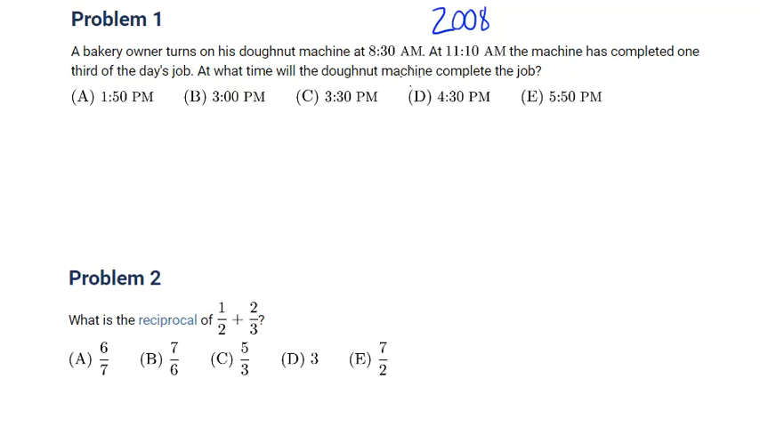Donut machine at 8:30 a.m. It's 11:10 a.m. and the machine has completed one third of the day's job. Okay, let's see how many hours this is. It's less than 3 hours, because it's not 11:30 yet. It's 3 hours minus 20 minutes. Yeah, I use 3 hours minus 20 minutes. Now we move this 3 hours to 3 hours after. It will be 14:10, but we minus 20 minutes. Yeah, that's how I do it.